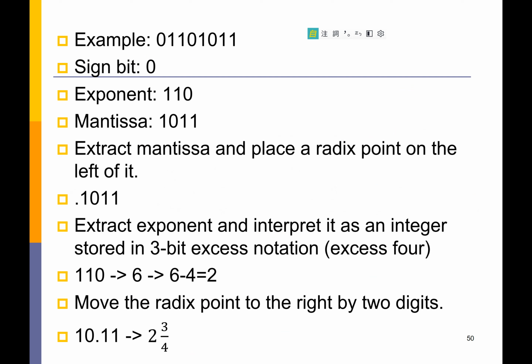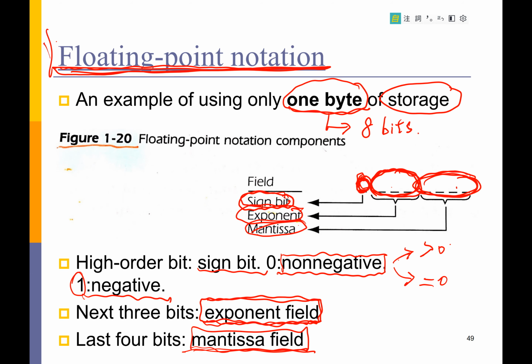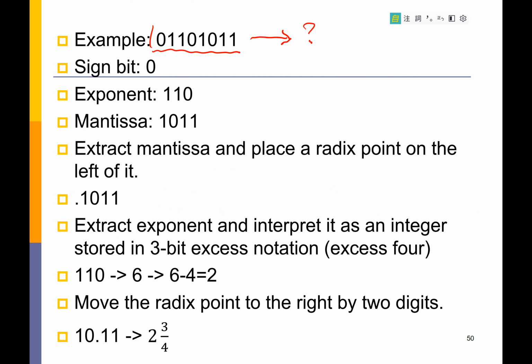Remember, okay? Now, let's use an example to understand what's going on here. Suppose we have this 8 bit, and what kind of value does this 8 bit represent if we're using the floating point notation?